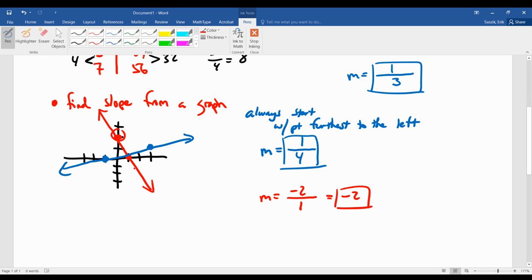Notice how this red line is falling from left to right. A falling line has a negative slope. The blue line is rising from left to right. A blue line has a positive slope. A rising line has a positive slope.